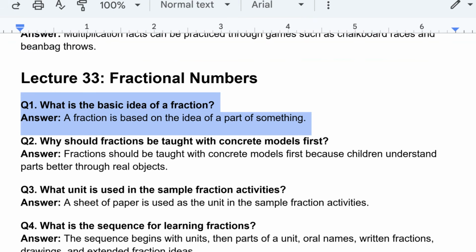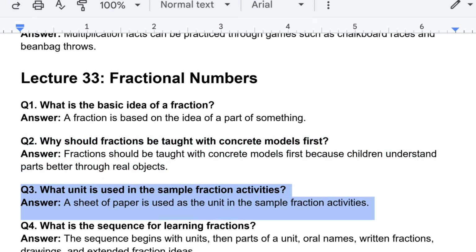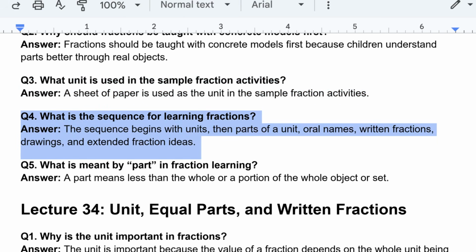What is the basic idea of a fraction? A fraction is based on the idea of a part of something. Why should fractions be taught with concrete models first? Fractions should be taught with concrete models first because children understand parts better through real objects. What unit is used in the sample fraction activities? A sheet of paper is used as a unit in the sample fraction activities.